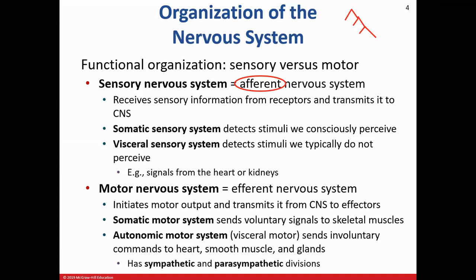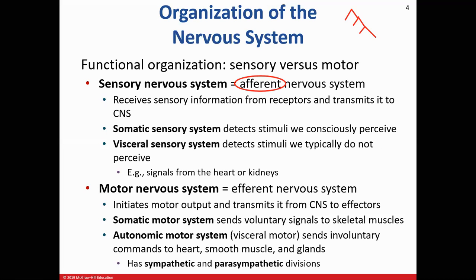On the other hand, the visceral sensory system detects stimuli that we typically do not consciously perceive. So you may want to put the word consciously in there. But this is where we don't consciously feel it. So things like the heart or the kidneys.